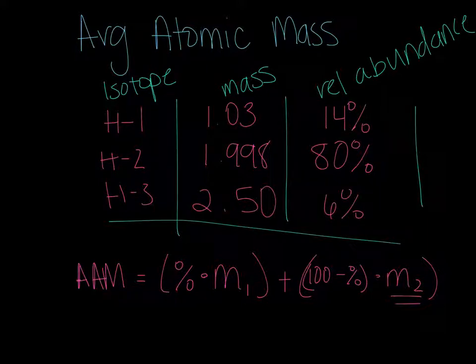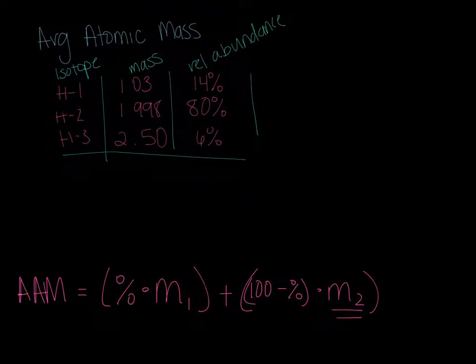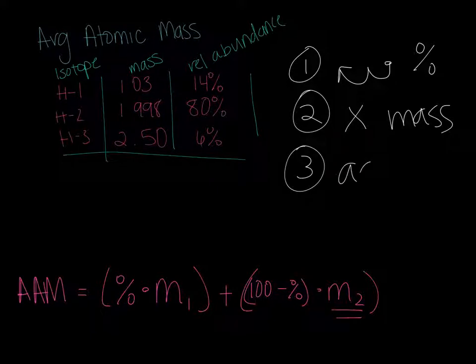When you go to do these steps, please remember, okay, the steps are: first, you bump the decimal over to the left on your percent. Okay, what you're doing is you're dividing it by 100 to figure out what that percent is in decimal form. Next step, you multiply it by the mass. And third step, you add up values.